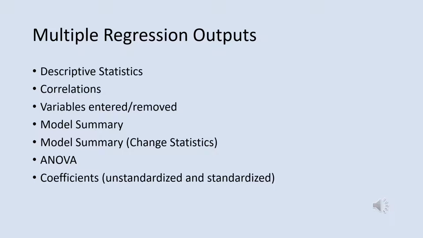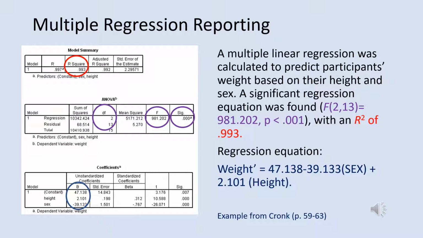standardized and unstandardized. This example comes from the Cronk workbook, and I thought it was a good way to show multiple regression reporting. So in this particular case, you're going to look at your model summary. And if you notice, I have the circles around the different components to draw attention and then colored text to the side to indicate where that goes in your reporting.